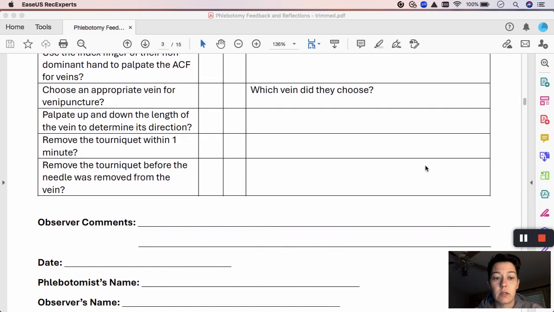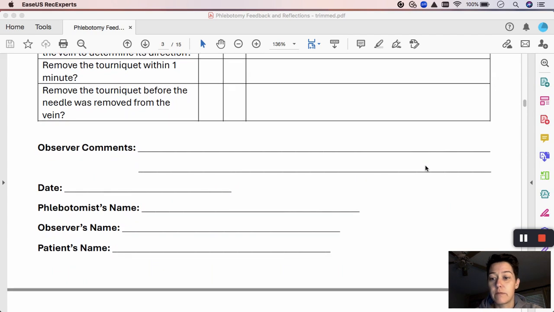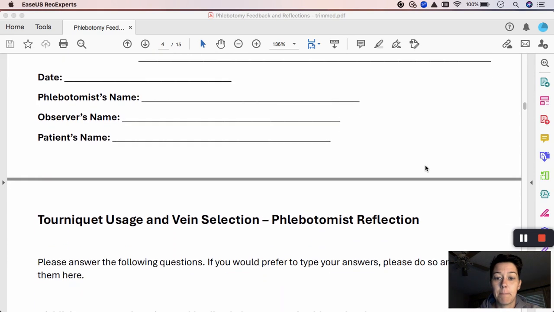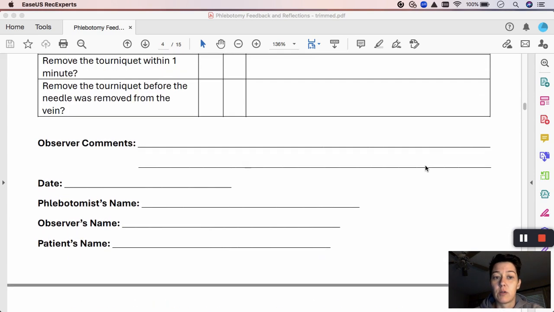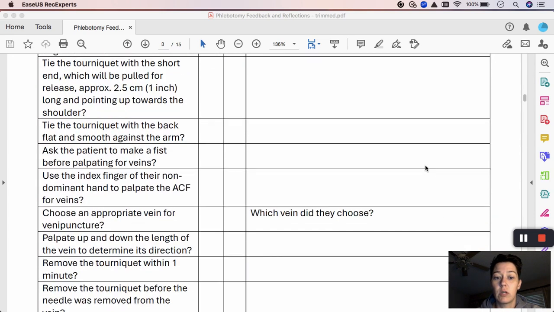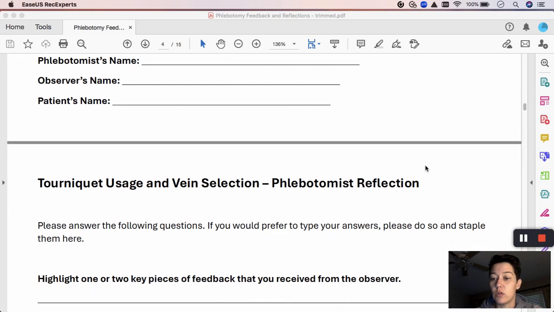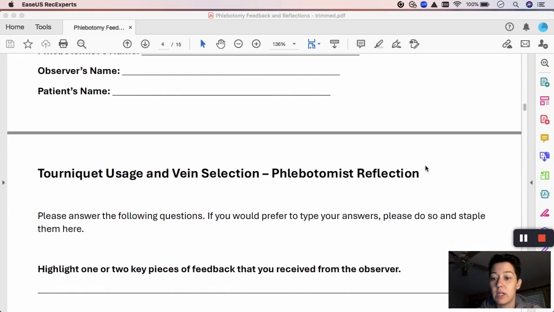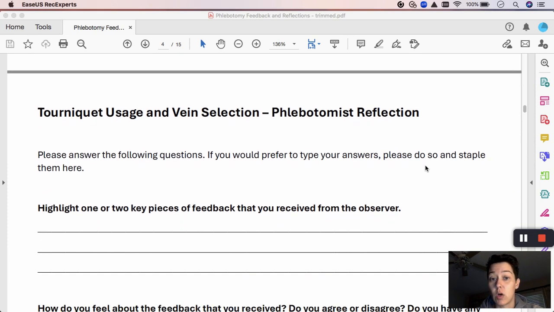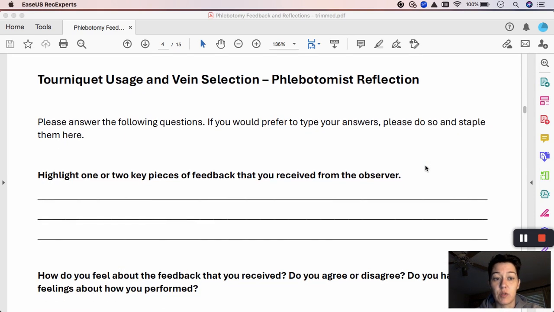So they're very specific to that specific set of skills that the observer is to be paying attention to. There's a spot here for comments, the date, the phlebotomist's name, the observer's name, the patient's name. And so the observer would fill out this document during the phlebotomy procedure, and then they would give it to the phlebotomist. The phlebotomist can read it, ask any questions that they have, and then they would reflect on their procedure and the feedback that they received from their observer.